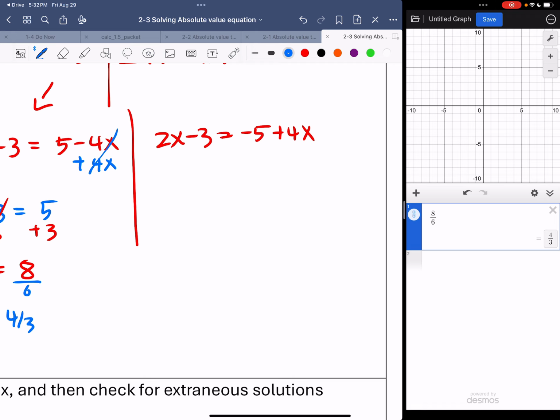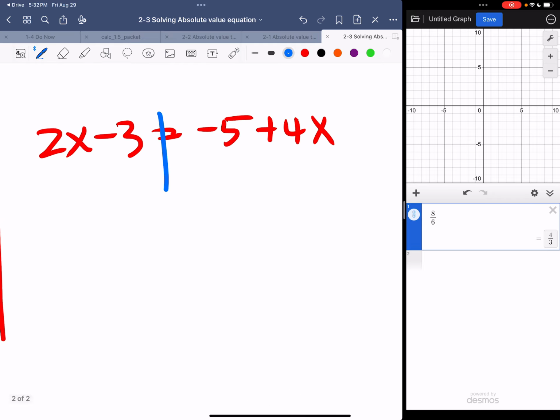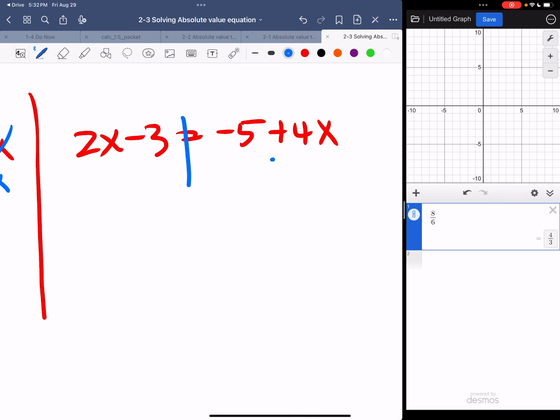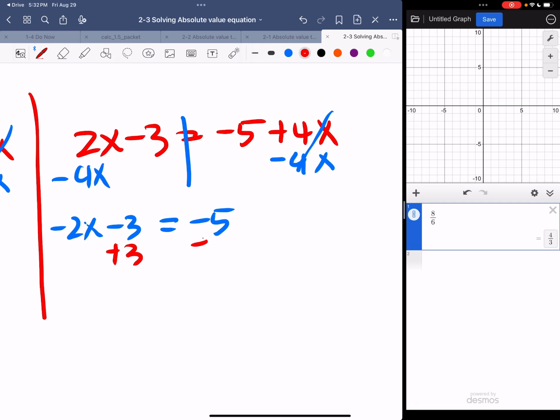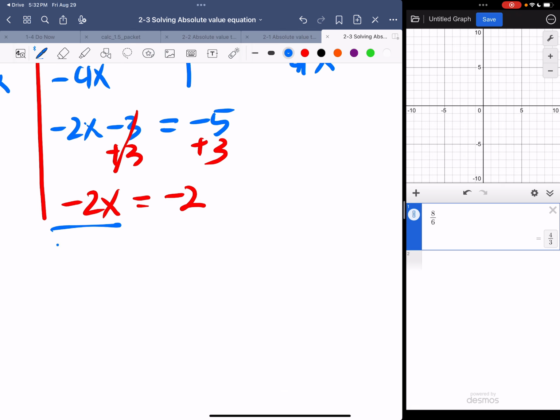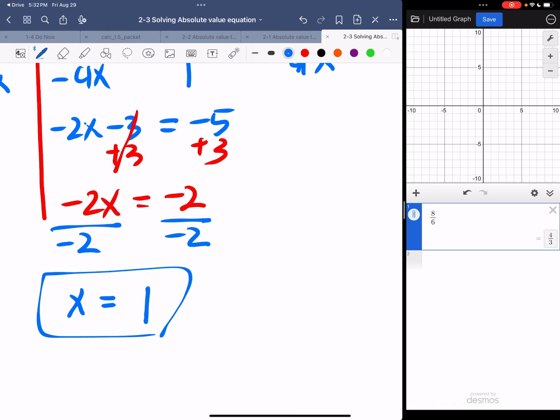Now, this one, due to space, I will do it a bit carefully here. First, let me get rid of minus 4x on both sides. That's it. It's so easy.